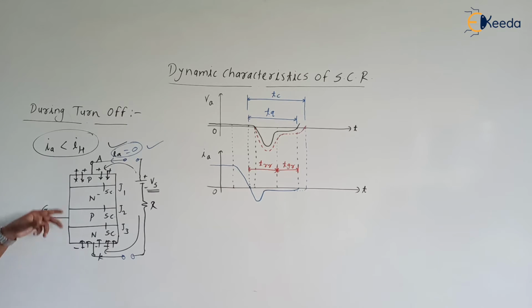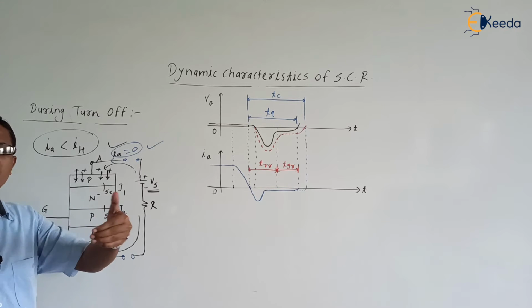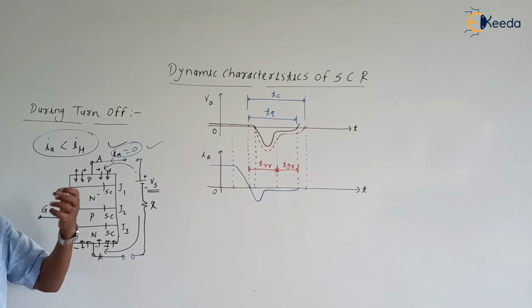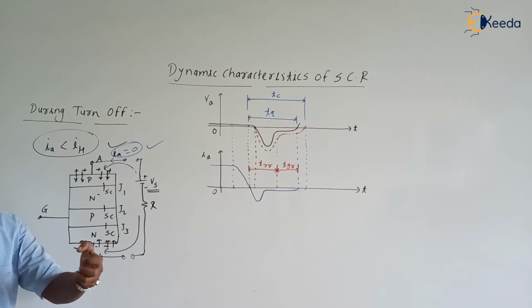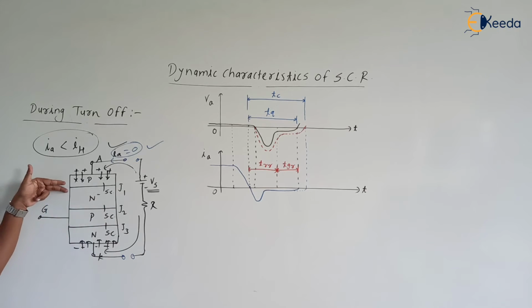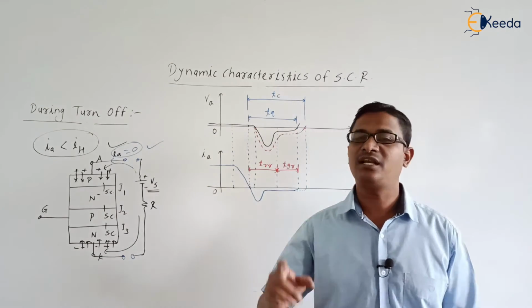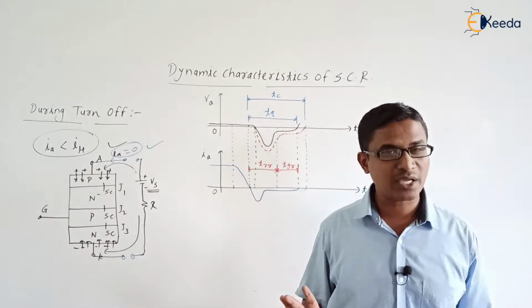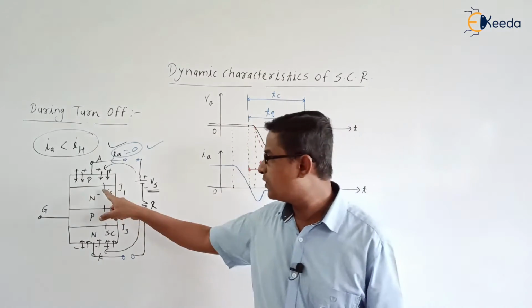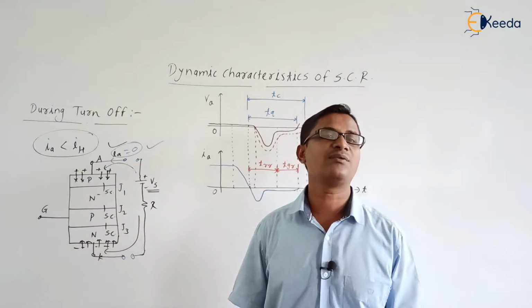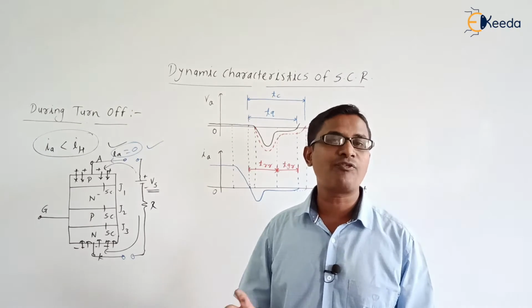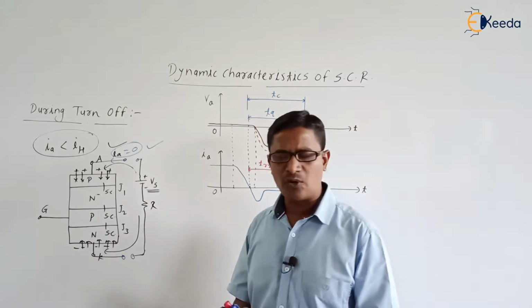Because in the body of the SCR, near the junctions, the depletion layers have not yet been formed. We need to form the depletion layers. Once the depletion layer forms across each junction, and after that if we apply the forward voltage, then definitely our SCR will block the voltage. So what is the missing thing? Here we need to form the depletion layers across junctions J1, J2 and J3. But how to form the depletion layer?